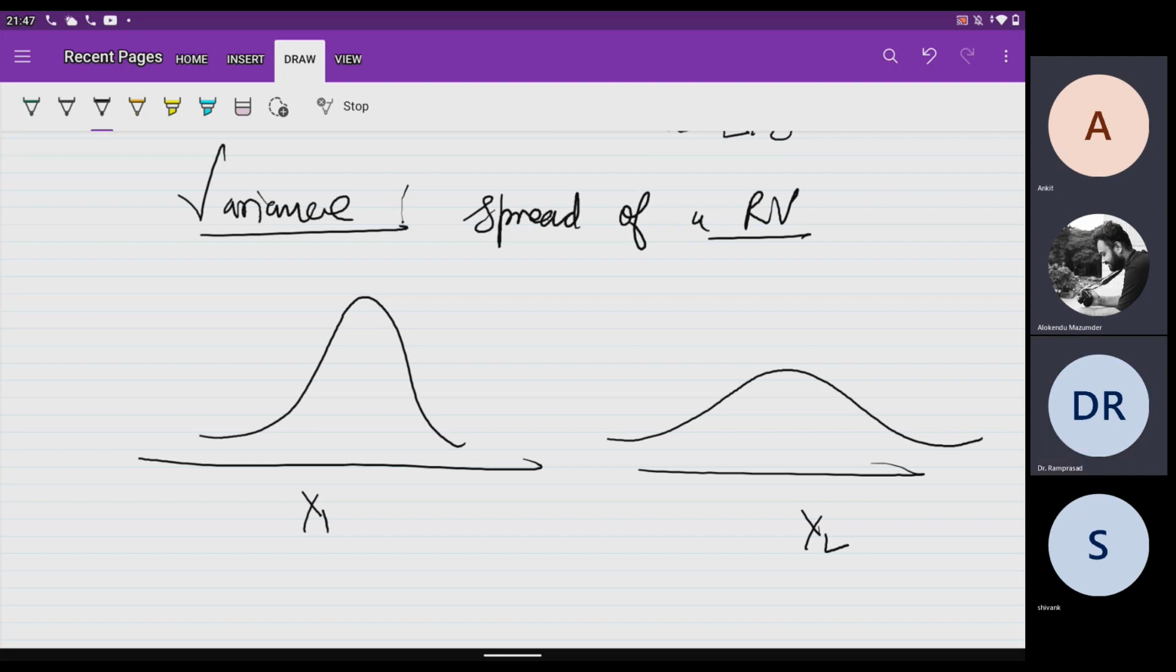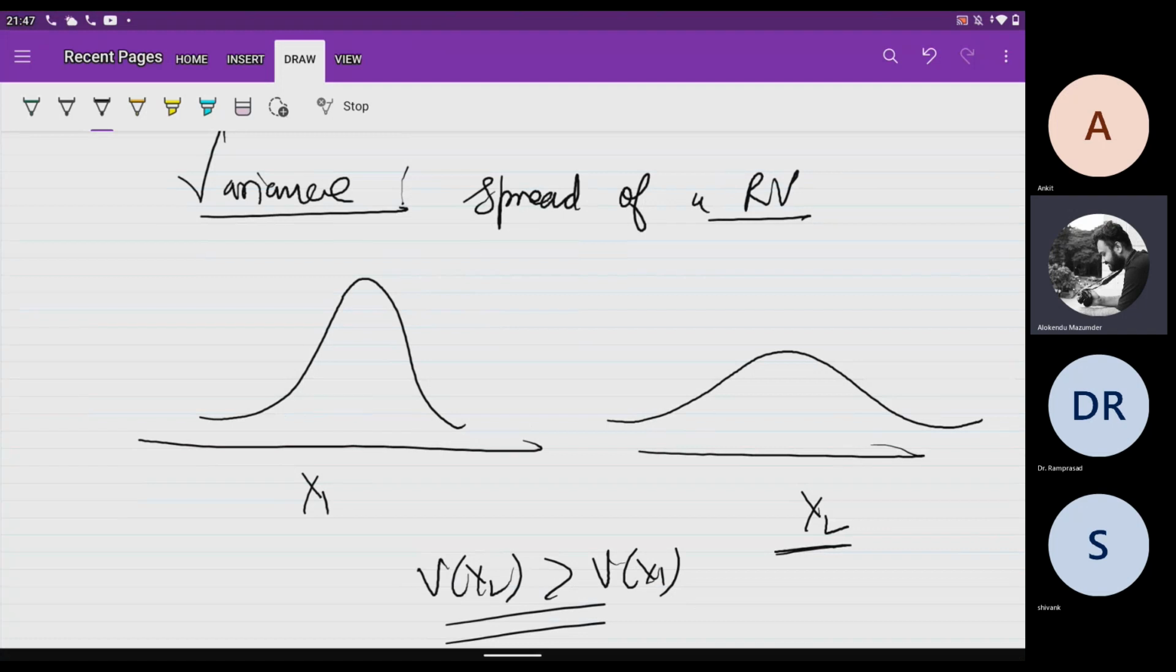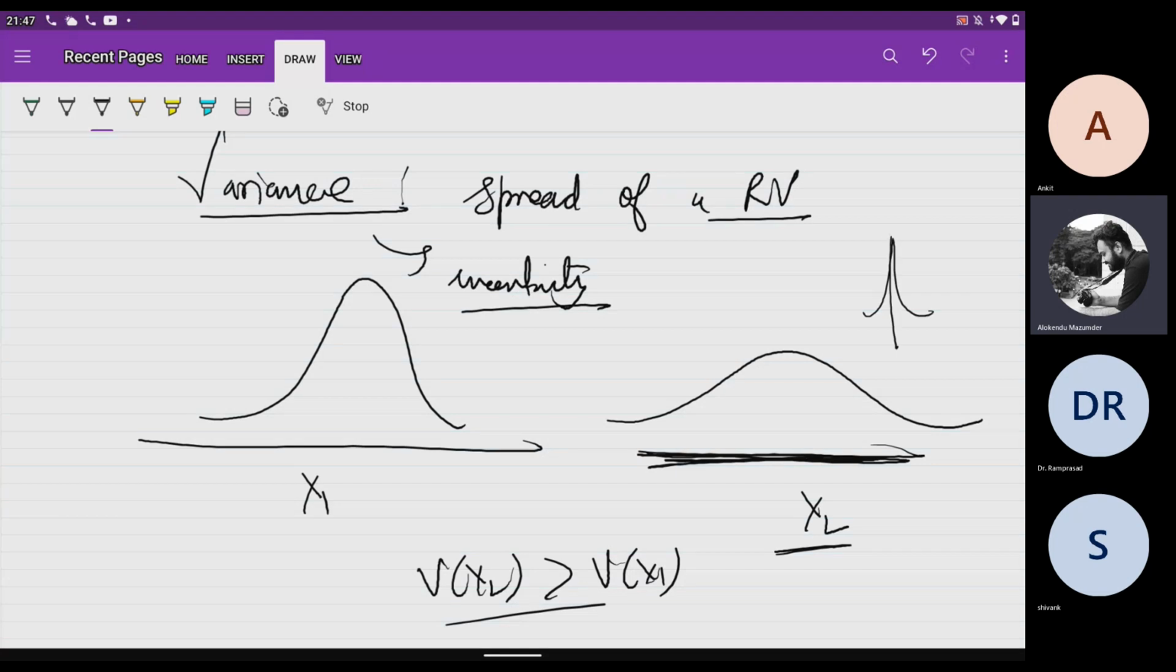So the variance of x2 will always be greater than the variance of x1. Variance can also be termed as uncertainty. The more the variance, the more the spread. If you have more spread in your information, it means your information is more uncertain. But if you have less spread, it means you are sure about this.